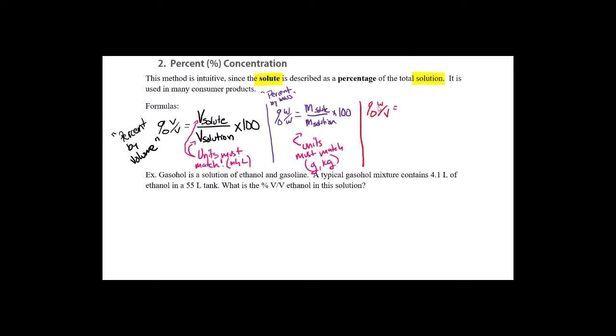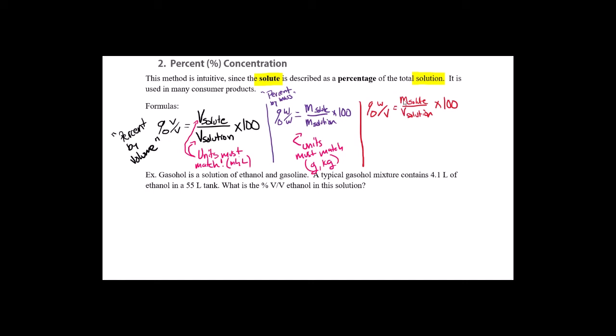That's the reason why professional bakers weigh their flour and their sugar, instead of using measuring cups, which measure by volume. So we take the mass of the solute, but we're going to take the volume of the total solution. And so we have the mass of the solute divided by the volume of the solution, again, times 100.